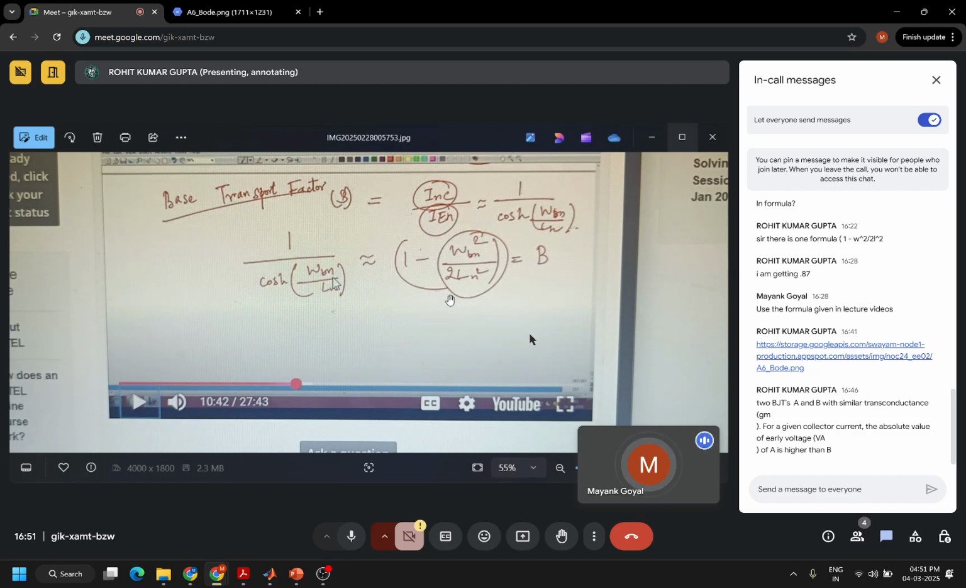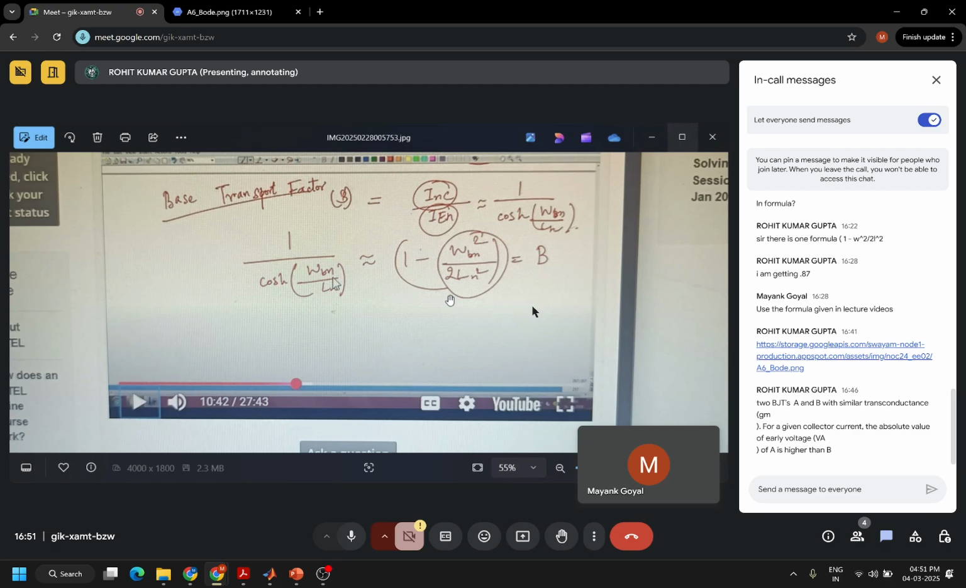Yeah, but I told you, right? The exam will be set according to the formulas that are in the lecture videos. I am not setting the assignment questions or the exam questions; they are being set by the professor. So he will be setting according to the formulas that he has taught in his lecture videos. So use the formula that you have got from the lecture video, which is this formula. Okay, sir.